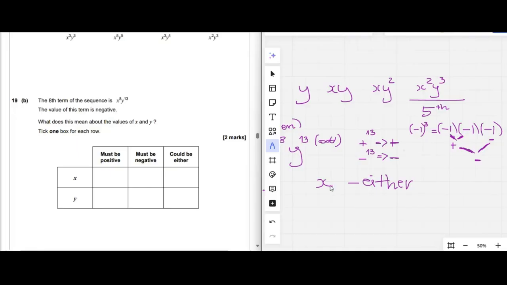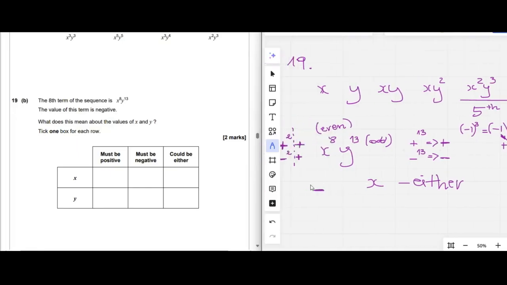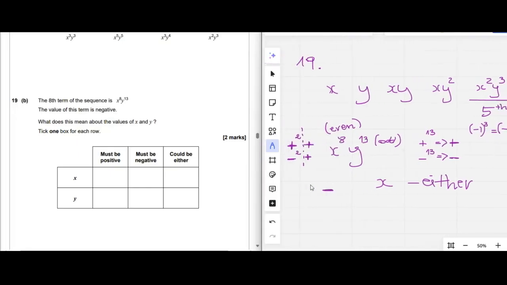So we will have an x with the even power, so that will always be positive. And then y, what must y be to create a negative from both of them? That x will be positive and the outcome should be negative, so y must be negative as well. y must be negative.